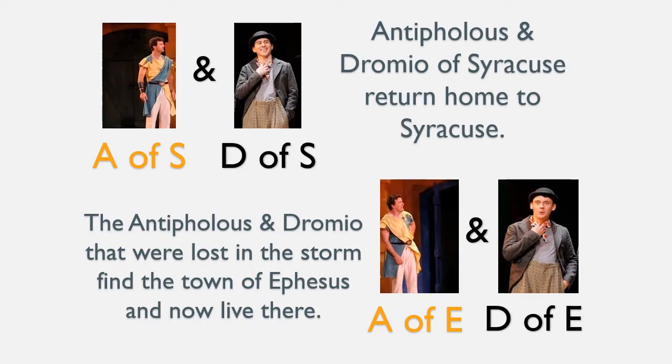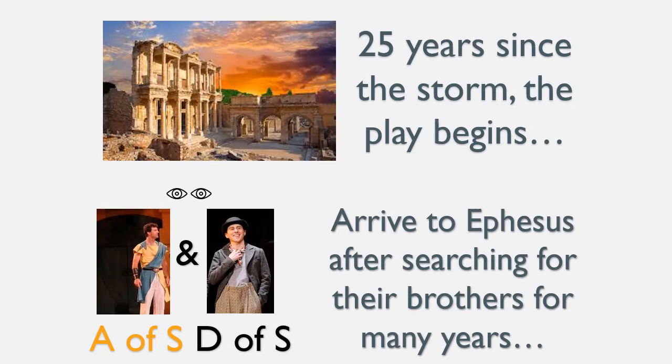So we have Antipholus and Dromio of Syracuse, who return home to Syracuse after the shipwreck. And then the Antipholus and Dromio that were lost in the storm find the town of Ephesus and now live there. Hence why they are called Antipholus and Dromio of Syracuse and Antipholus and Dromio of Ephesus. So 25 years pass since the storm, and then the play begins.